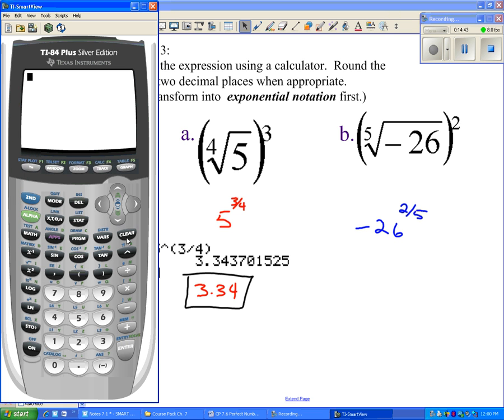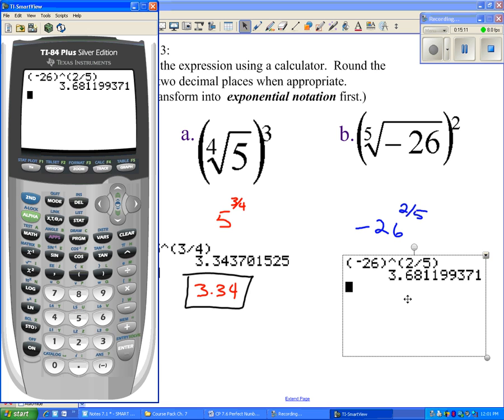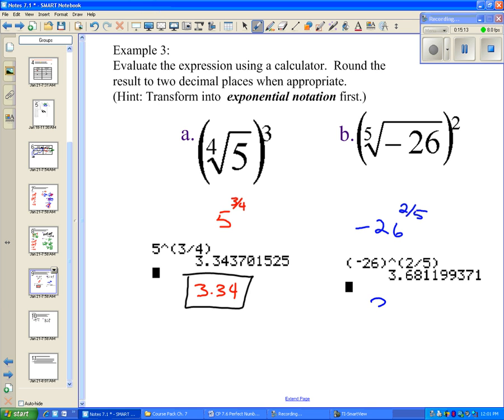Now again, I have to be very careful. I want my base to include the negative, so I need to open a parenthesis and do negative 26. Close parenthesis. I want to the power of, open another parenthesis for the power, and I want the power to be 2 divided by 5. That's what my problem should look like going into the calculator. When I hit enter, I get 3.681199371. So my answer to 2 decimal places is 3.68.